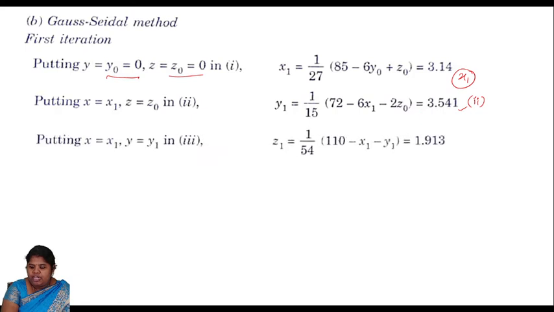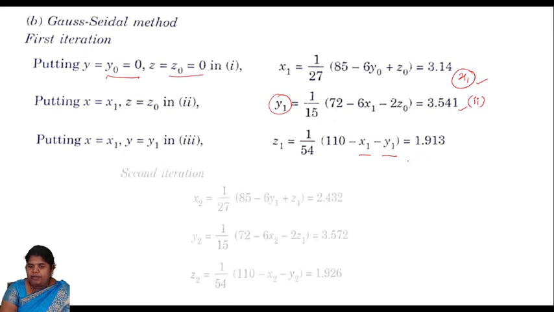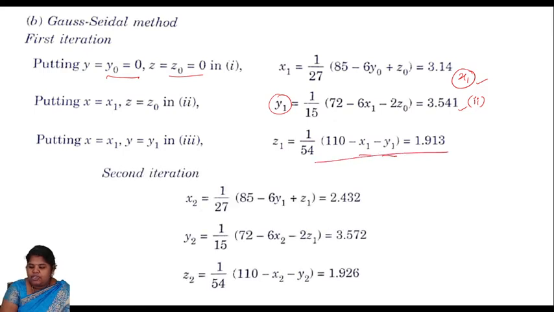And z1 is 110 minus x1 minus y1. So here we found x1 and here we found y1. So substitute x1 and y1 to find z1. That is 1.913. So this is our first approximation. The values of x1, y1, z1 in the Jacobi and Seidel methods are different.